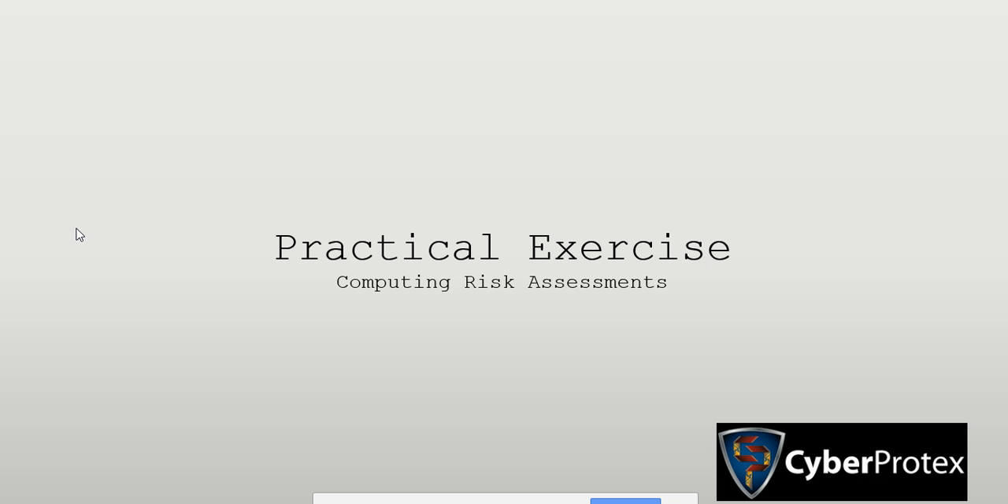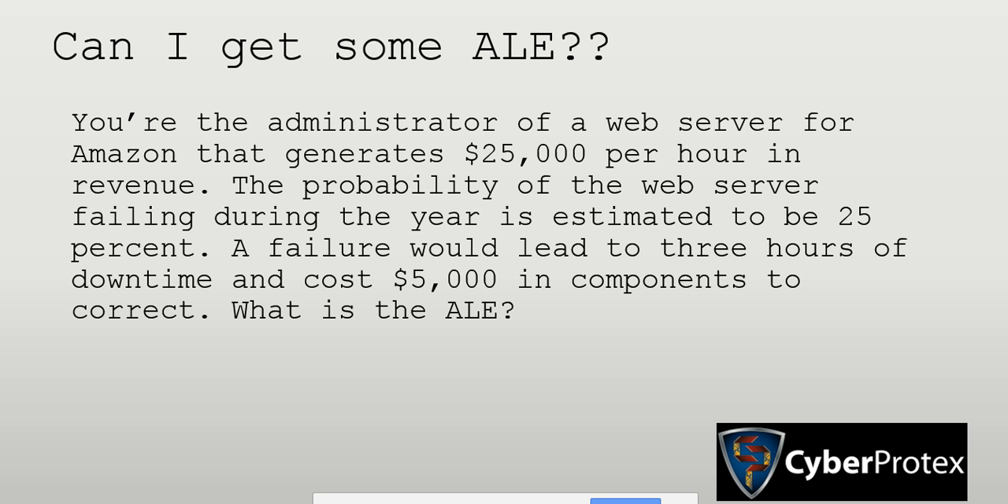So check it out. What I want you to do is this practical exercise here, computing risk assessments. And here it is. You're the administrator of a web server for Amazon that generates about $25,000 per hour in revenue. The probability of the web server failing during the year is estimated to be 25%. Failure would lead to 3 hours of downtime and cost $5,000 in components to correct. What is the ALE? All right, so I'm going to give you about 5 minutes to figure this out, and then I'll come back and give you the answer. And I'll leave it up on the screen for you.